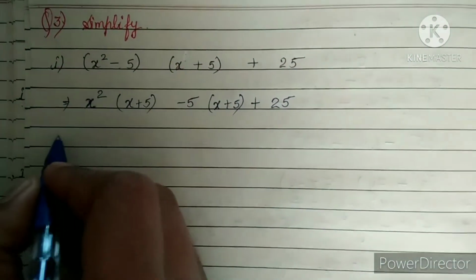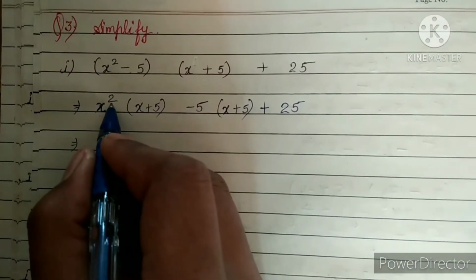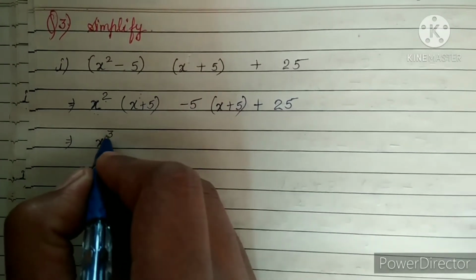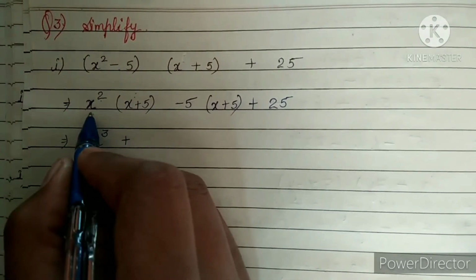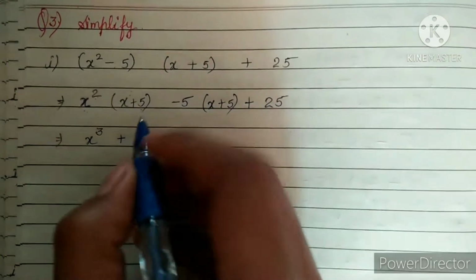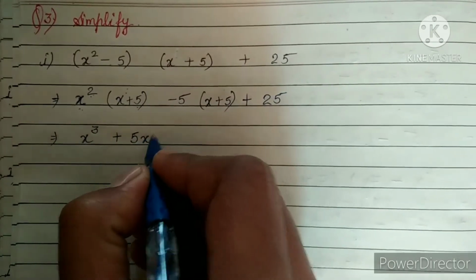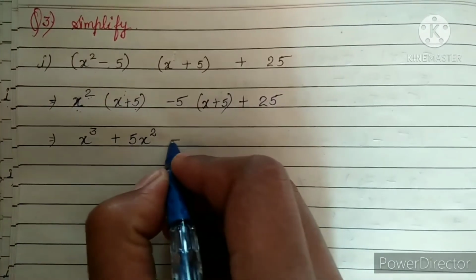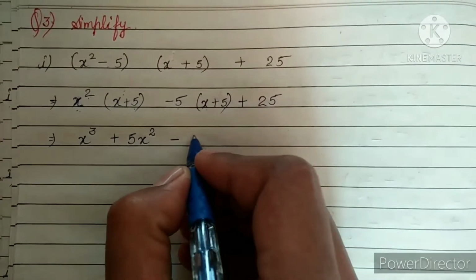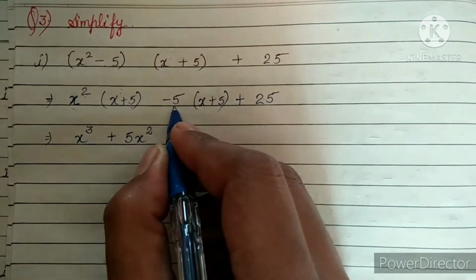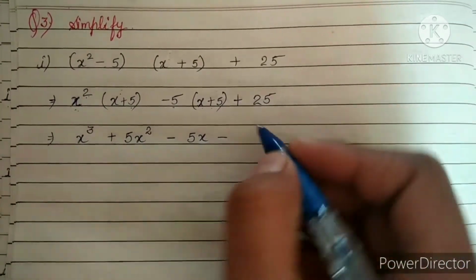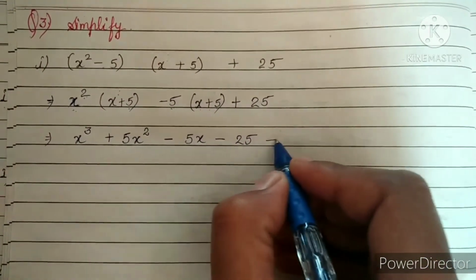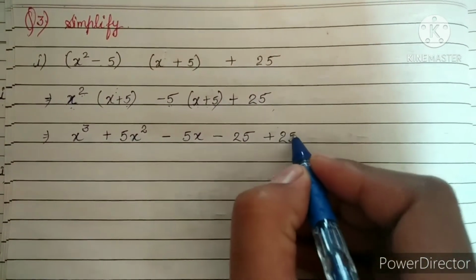Now we will do the multiplication. x is to power 2, x is to power 1, so it will become 2 plus 1 is 3. Then x is to power 2 is multiplying by 5, so it will give 5x is to power 2. Minus 5 into x is minus 5x, and minus 5 into 5 is minus 25, positive 25 as it is.